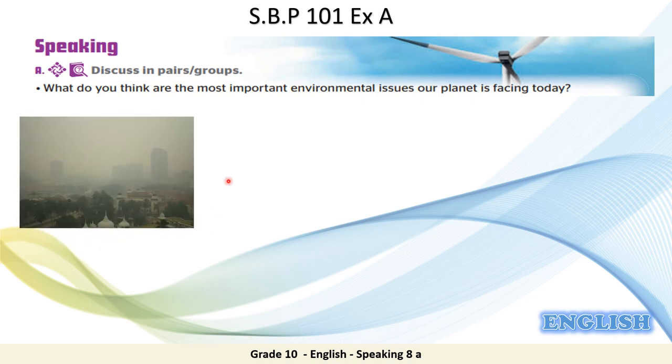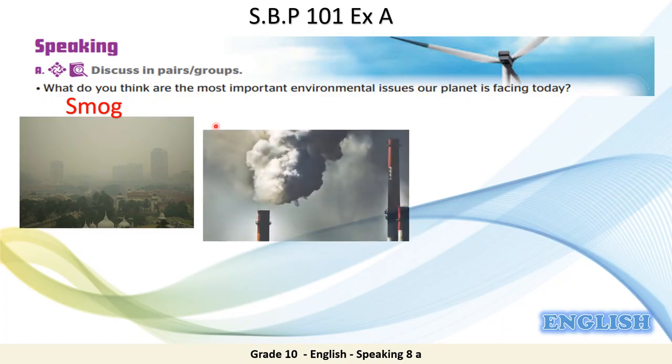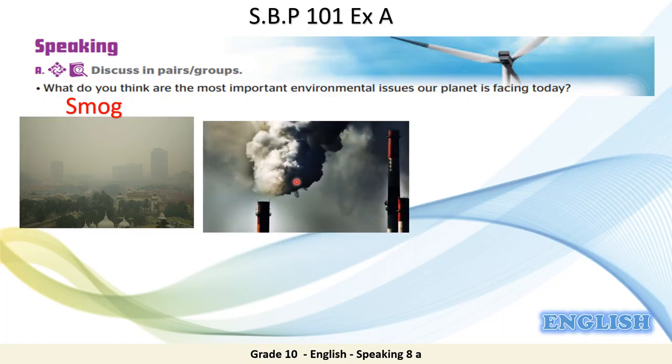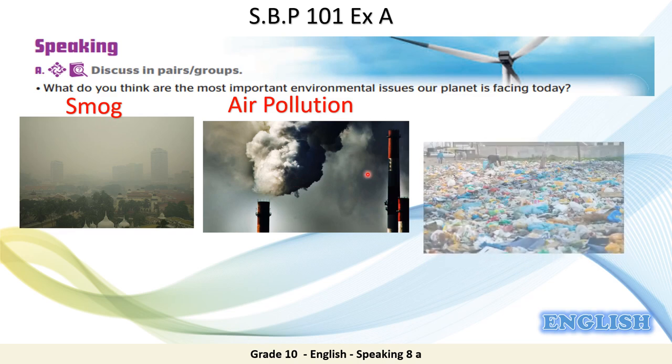Let's look at this picture. What do you think this problem is? That's right. This is smog, a mixture of the words smoke and fog. And as we know, smoke occurs because of gases and chemicals, and it makes it difficult to breathe. Another problem is, that's correct, air pollution, which comes from car emissions, dust, and chemicals from factories.